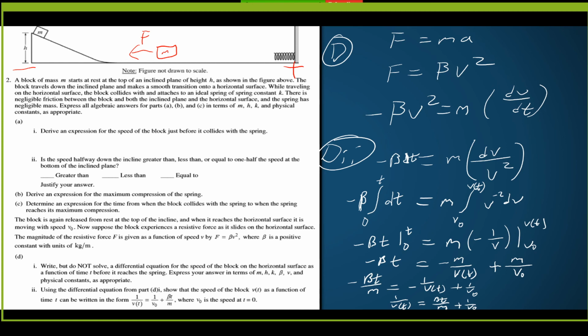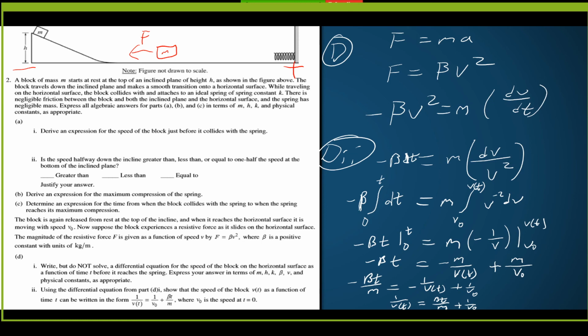Okay, then part 2. I'm going to use this differential equation to prove that the speed of the block can be written in this form. This is a pretty unusual form, not a form I would have chosen to use myself, which means we're going to have to solve our differential equation and then rewrite our solution to match that form.